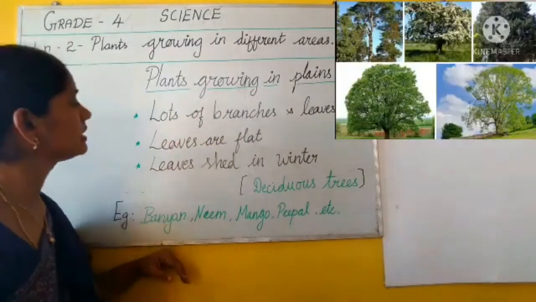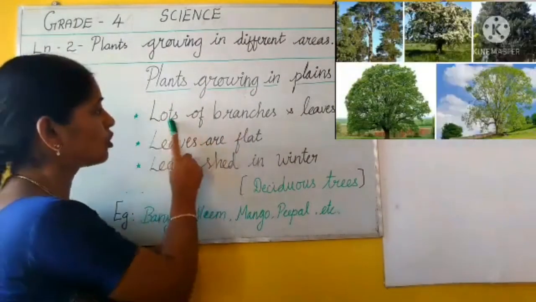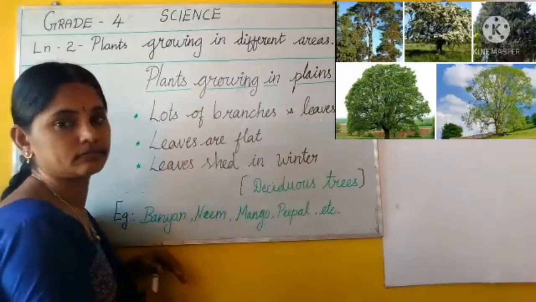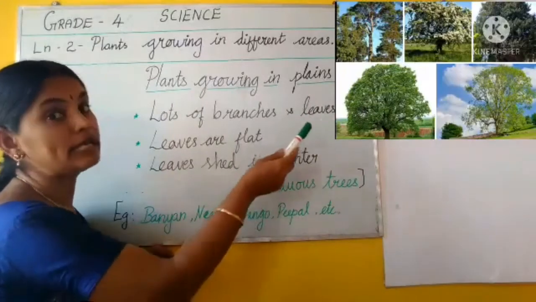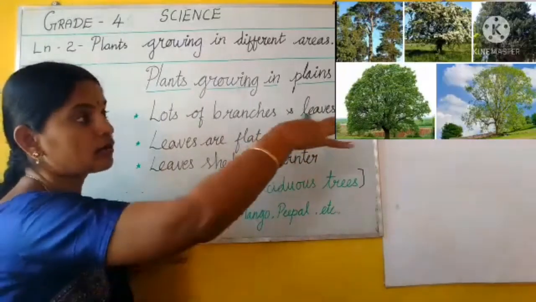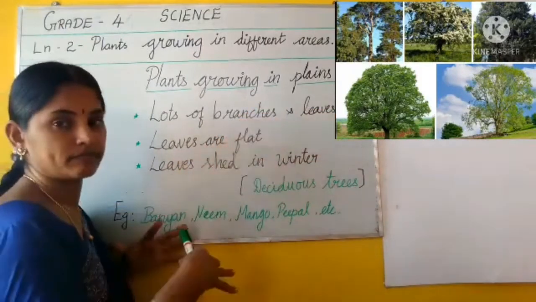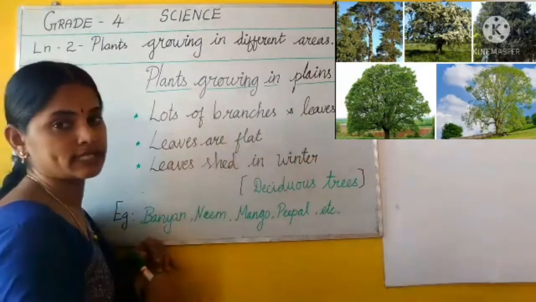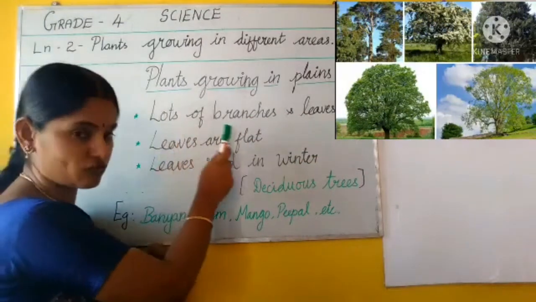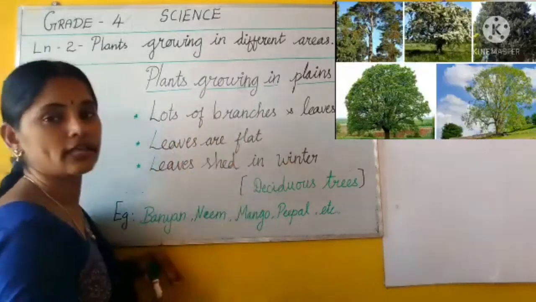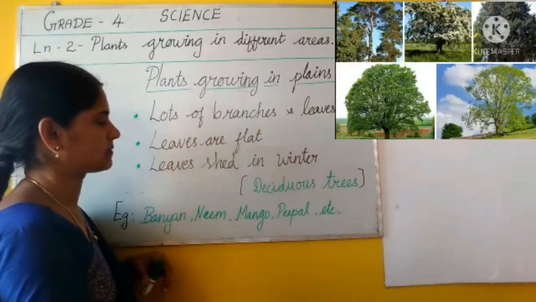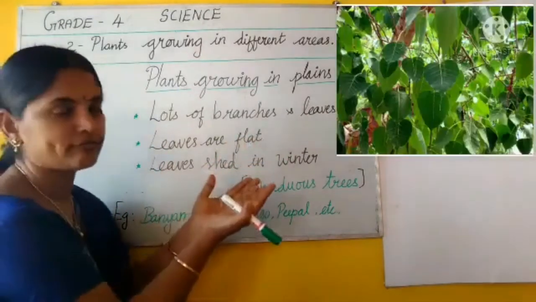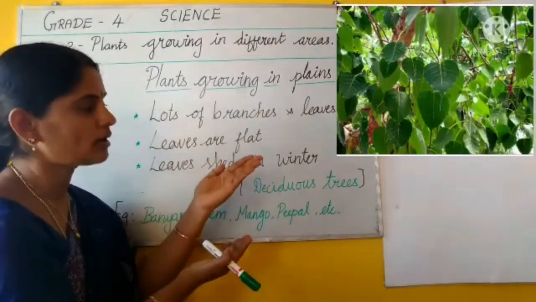How do they look? See, these plants have lots of branches. Look at those plants. They have many branches and they cover more space. The branches are spread, isn't it? Lots of branches and lots of leaves are there, so they cover more space. Then look at the leaves, broad and flat. Okay, the leaves are broad and flat.